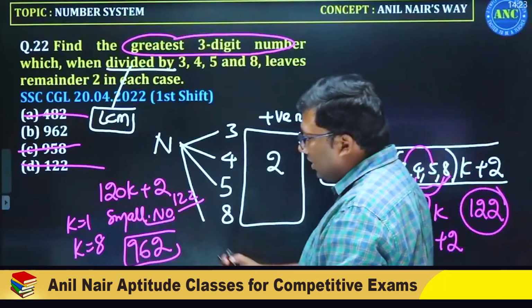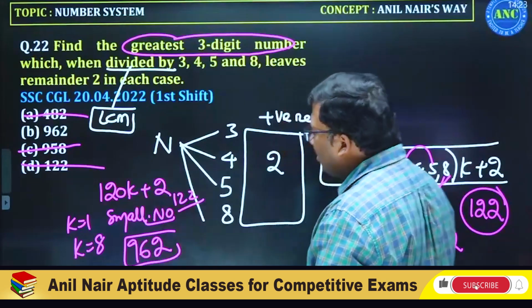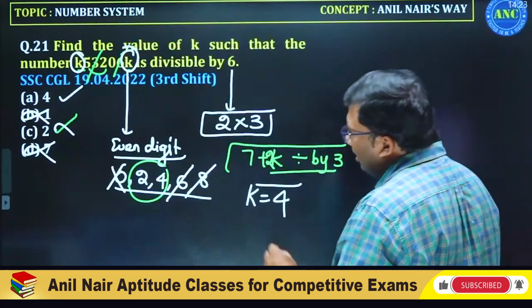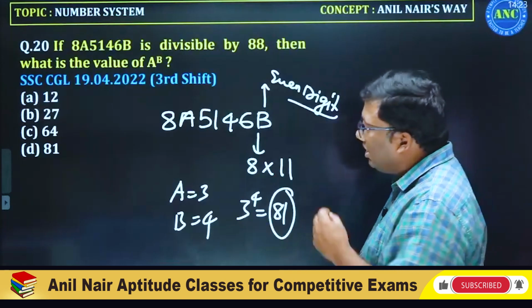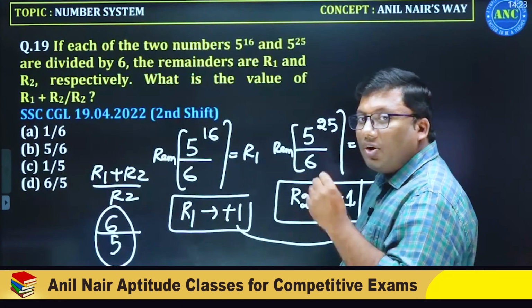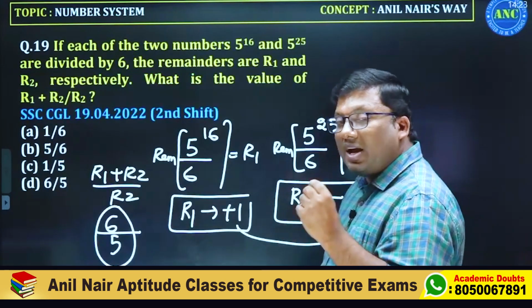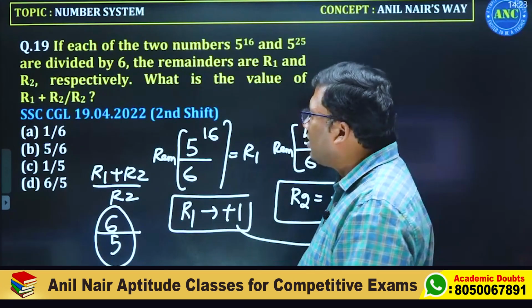Greatest 3-digit number, K value 8. Smallest number, K value 1. Divisibility rule of 6 we discussed. This question already we discussed. The question contains variables and the answer contains numerical values, so substitute it.